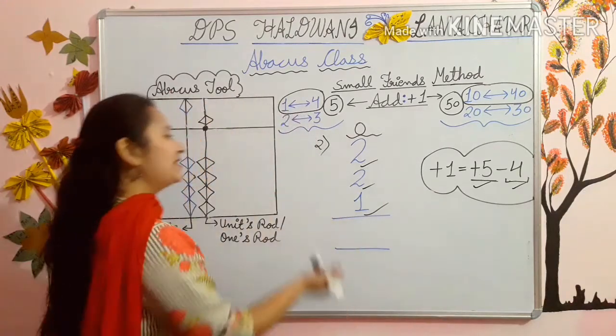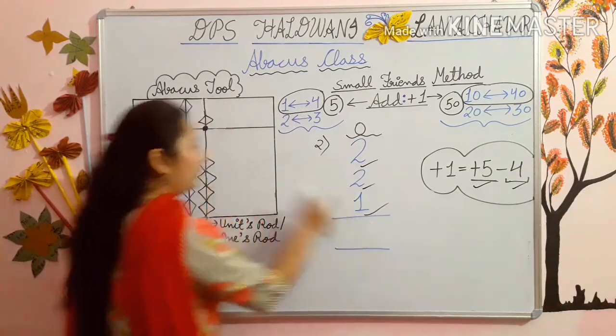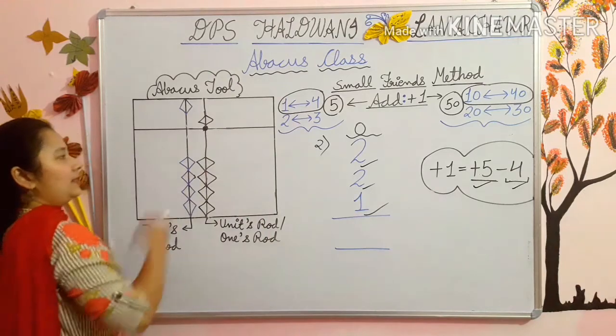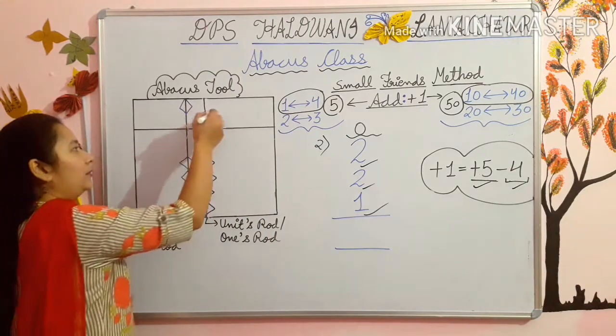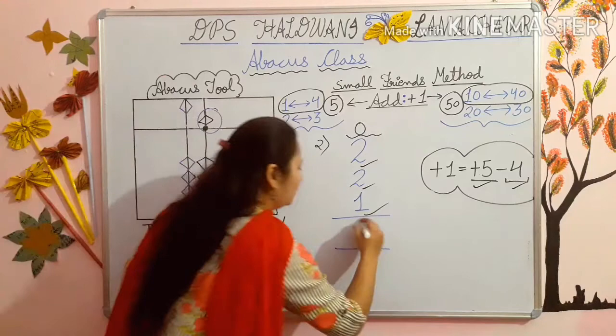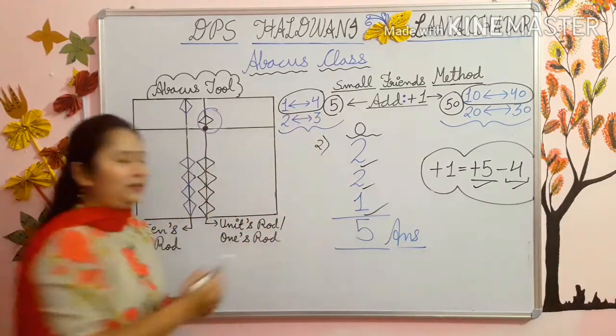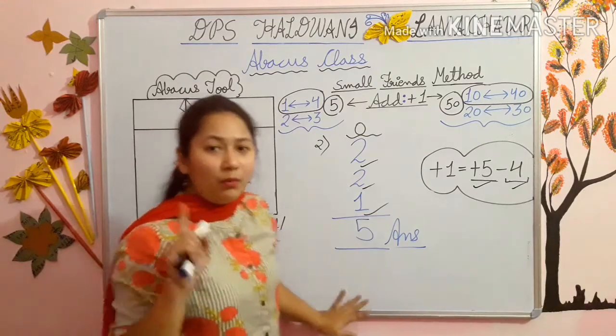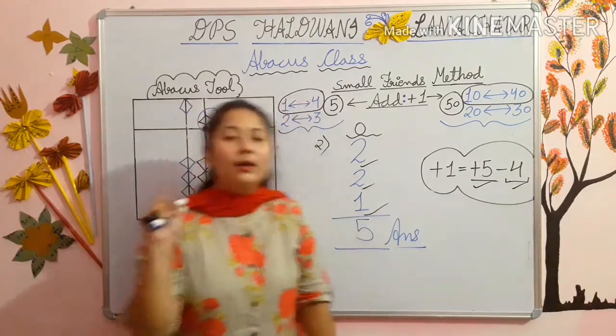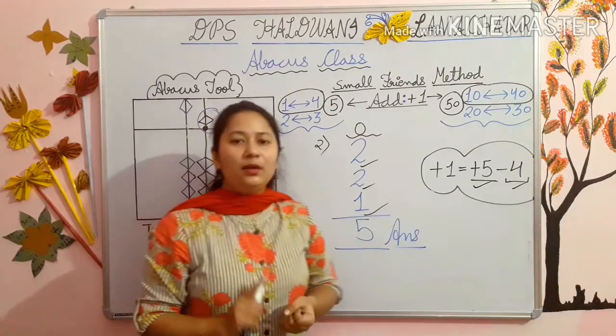Okay, kids? So kids, here is the answer now. The answer is, see, no bead is there and only this bead is there. So it's 5. The answer is 5.